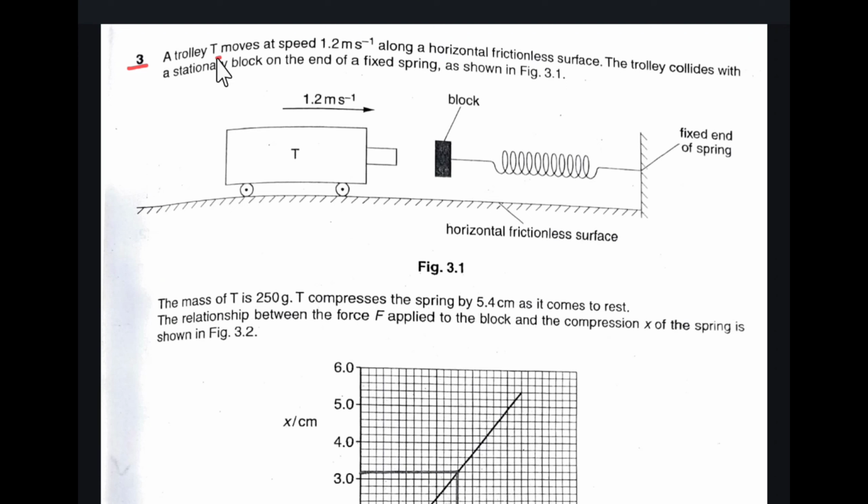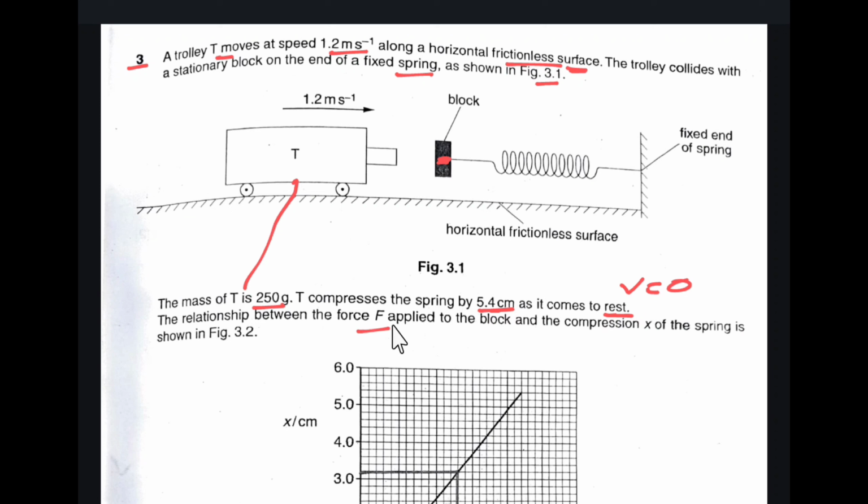3. A trolley T moves with a speed of 1.2 meter per second along a horizontal frictionless surface. As it mentions that the surface is frictionless, that means there is no effect of friction. Then the trolley collides with a stationary block attached to one end of a fixed spring as shown in figure 3.1. So this is the block and the trolley collides with the block. The mass of T, the trolley, is 250 gram, and T compresses the spring by 5.4 centimeter and then comes to rest. That means v is equal to 0.